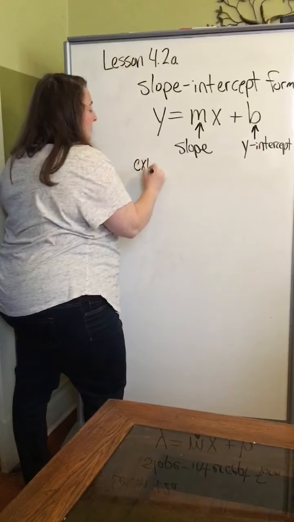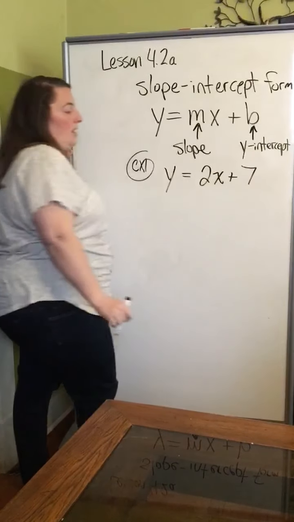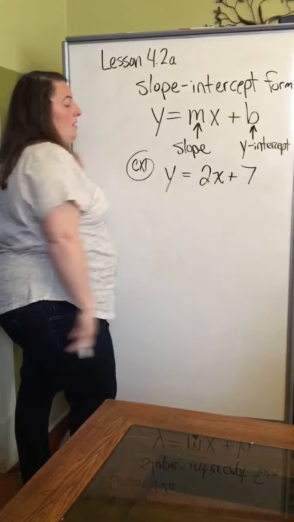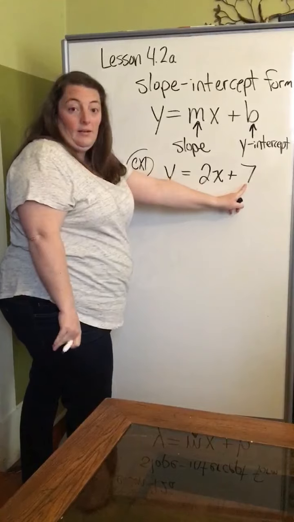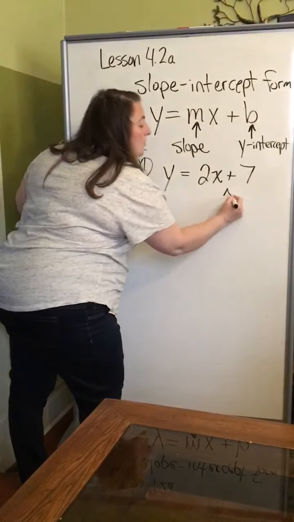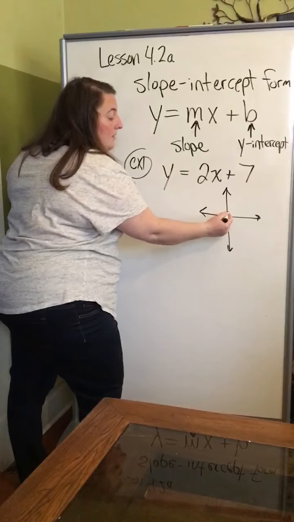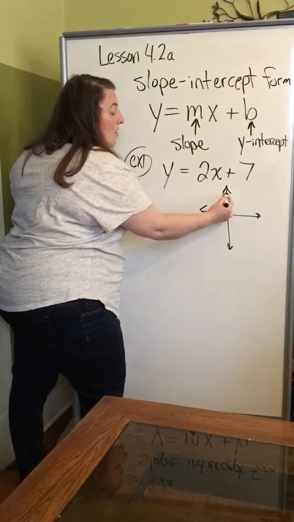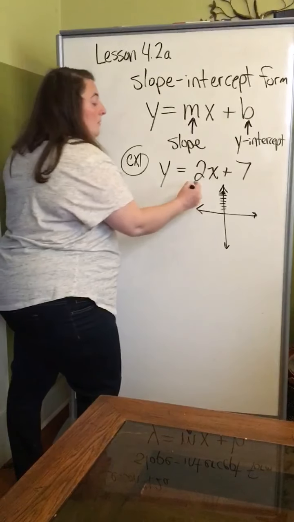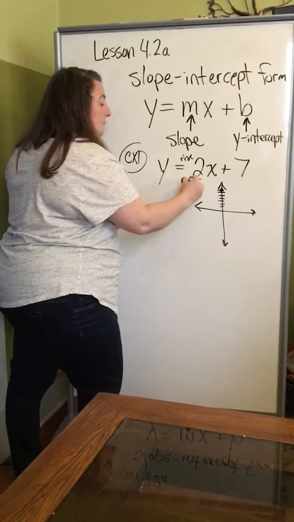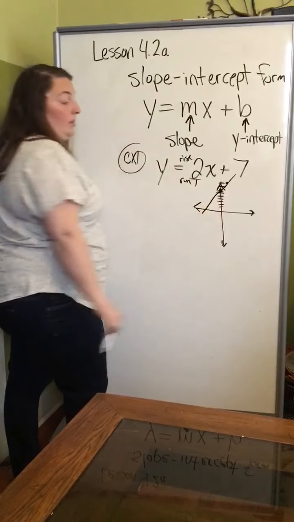So, example 1, let's say you have this equation. Okay, so this tells me just by looking at it, knowing that it's in slope-intercept form, 2 is my slope and 7 is my y-intercept. So I could go to a graph, and where 7 is on the y-axis, I know my line is going to cross there, and then I know it's going to have a slope of 2. Rise over run. So from that point, you would go up 2 over 1, and then that is your line, okay?